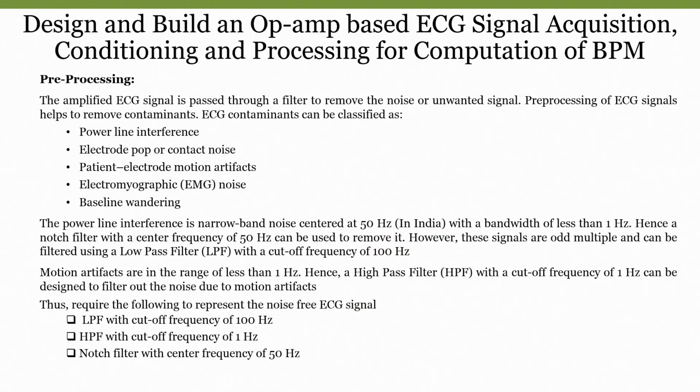We have already seen that one noise is power line interference. In order to remove power line interference, we have to do notch filtering at 50 Hz and low pass filtering with a value of 100 Hz, so that the odd multiples of 50 Hz can be completely removed. The other one is contact noise. Contact noise, as well as baseline wandering, EMG noise and the patient's electrode motion artifacts, can be completely removed by passing through a high pass filter.